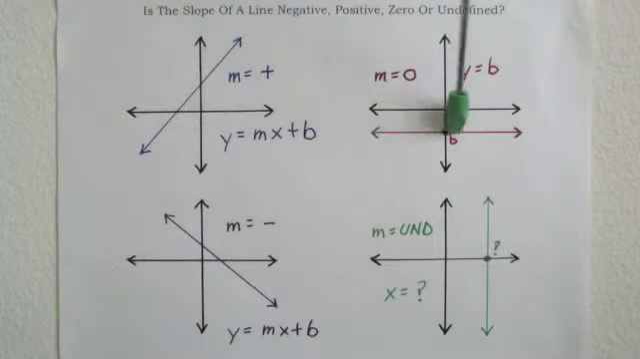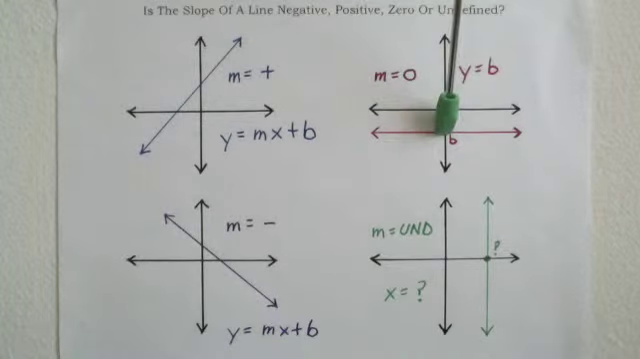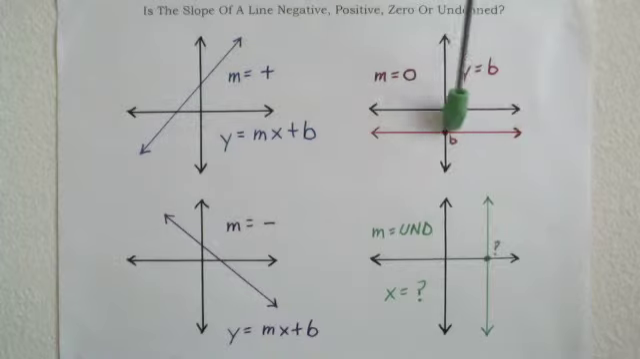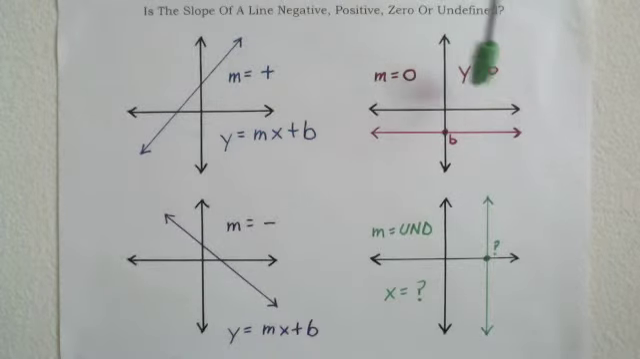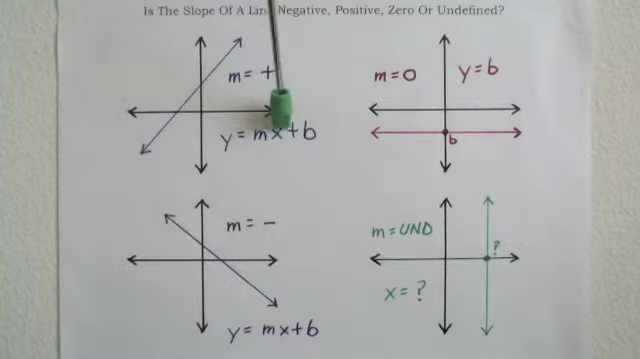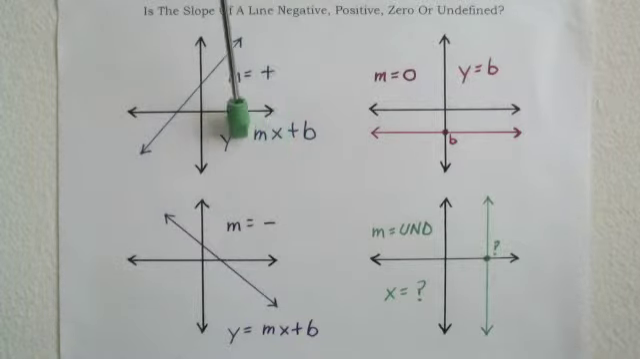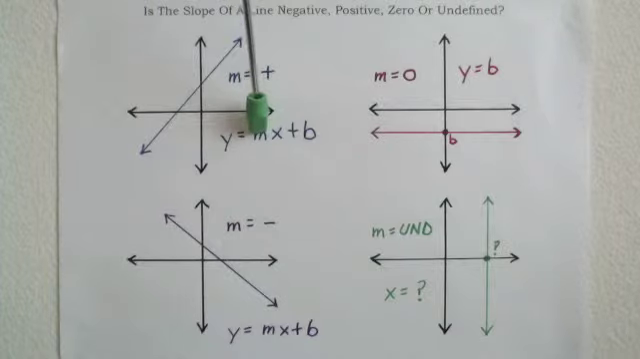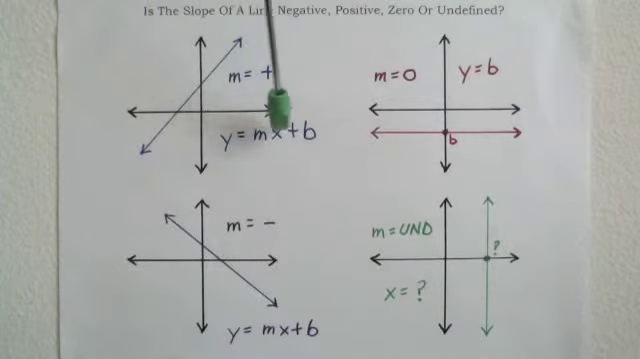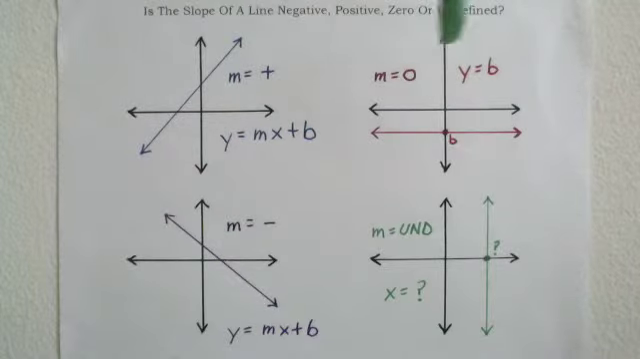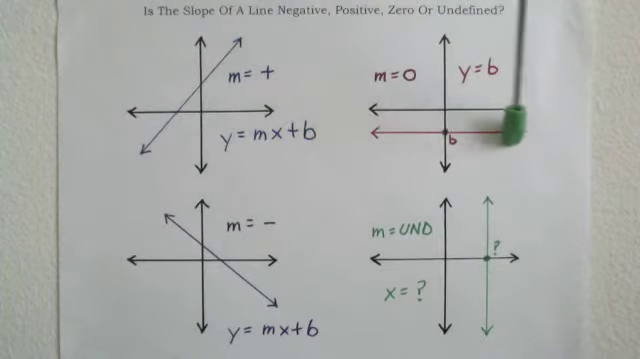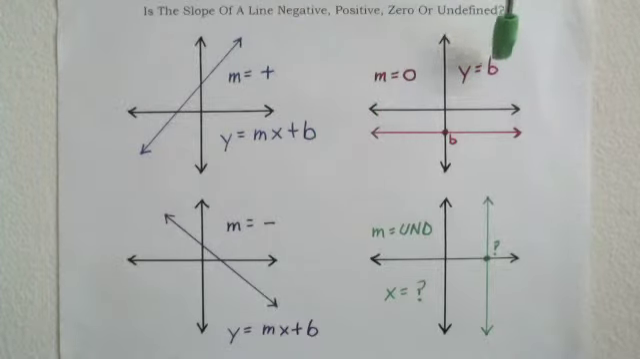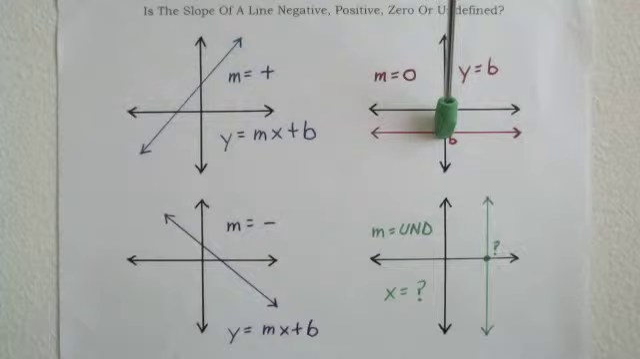Now the equation of all horizontal lines is y equals b. B is the y-intercept. B is the location on the y-axis where the line crosses. Horizontal lines have a slope of 0. 0 times anything is 0, so we do not have this term with the x variable. All we have remaining is y equals b. So the equation of all horizontal lines is y equals b, and b is the location on the y-axis where the line crosses.